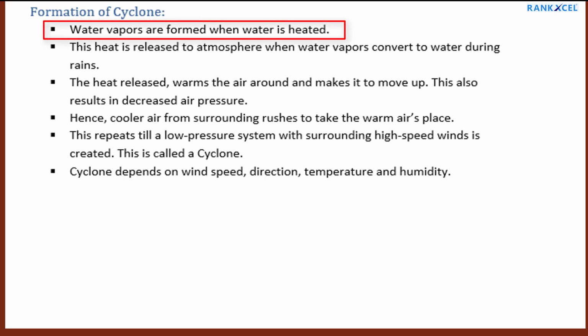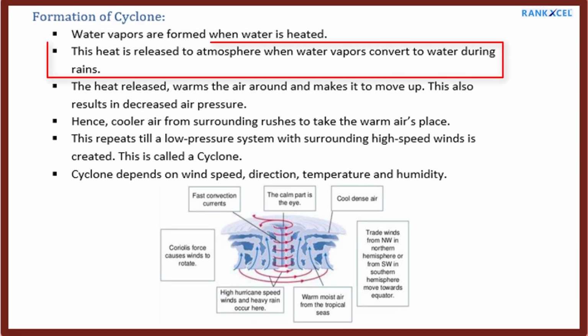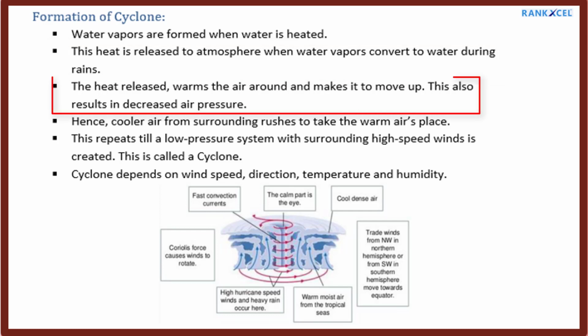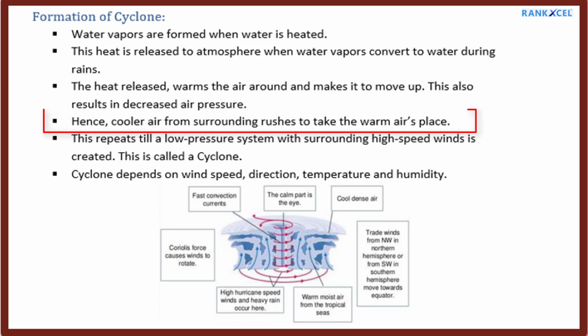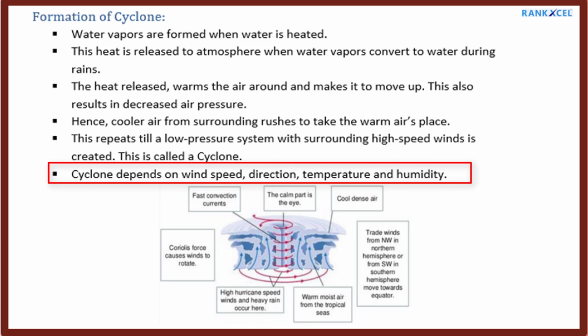Formation of cyclone. Water vapors are formed when water is heated. This heat is released to the atmosphere when water vapors convert to water during rains. The heat released warms the air around and makes it move up. This also results in decreased air pressure. Hence, cooler air from the surroundings rushes to take the warm air's place. This repeats till a low-pressure system with surrounding high-speed winds is created. This is called a cyclone. Cyclone depends on wind speed, direction, temperature and humidity.